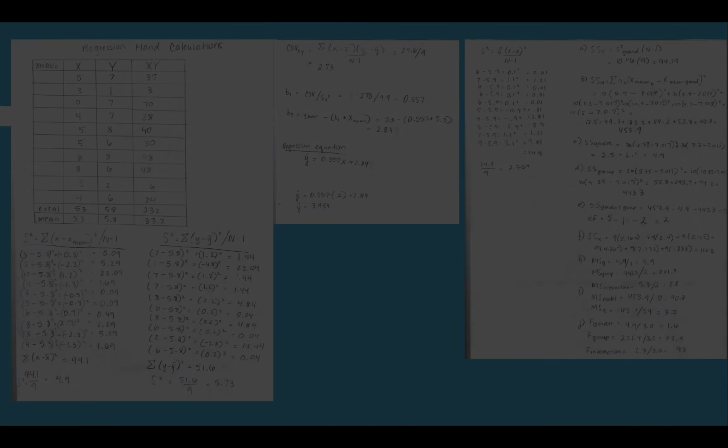So I can just run through my hand calculations here. I have the multiple regression correlation hand calculations on the left, and then ANOVA on the right.